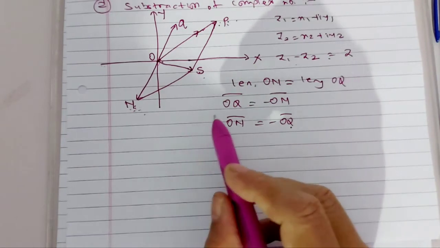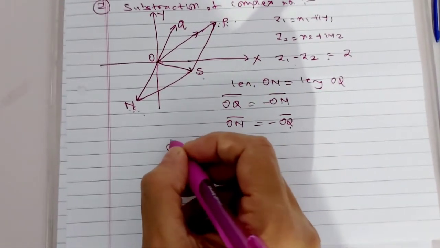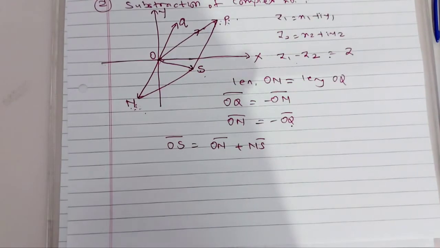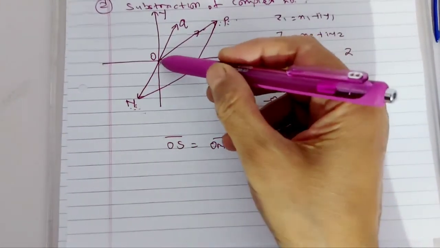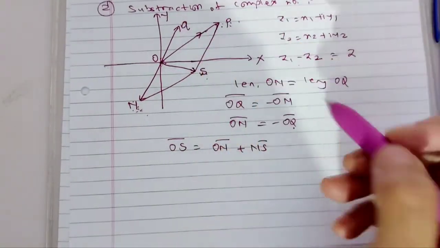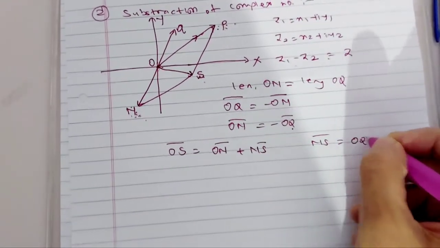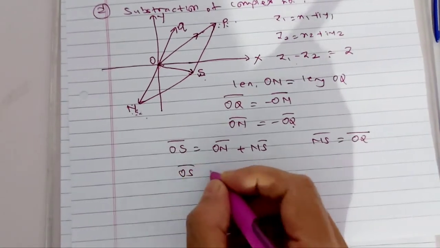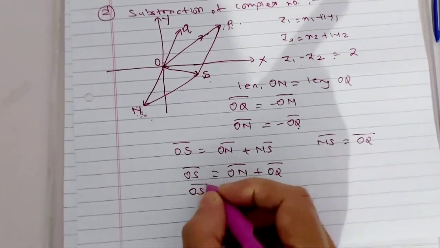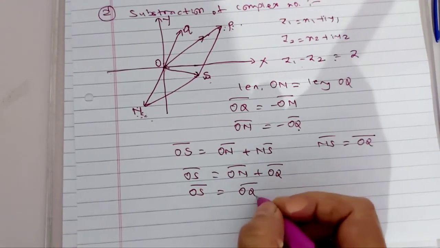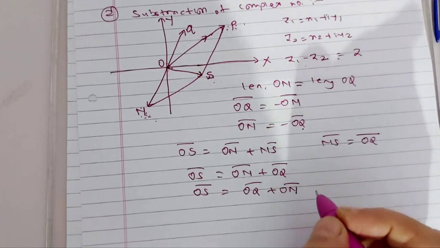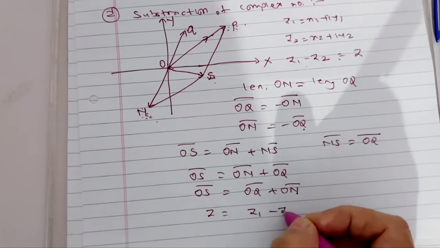So according to the law of parallelogram of vectors, what can we write? Vector OS is equal to ON plus NS. But what is NS? NS is the same as OQ. So I can write OS is equal to OQ plus ON. But I said ON is equal to minus z2. So we can say z is equal to z1 minus z2.